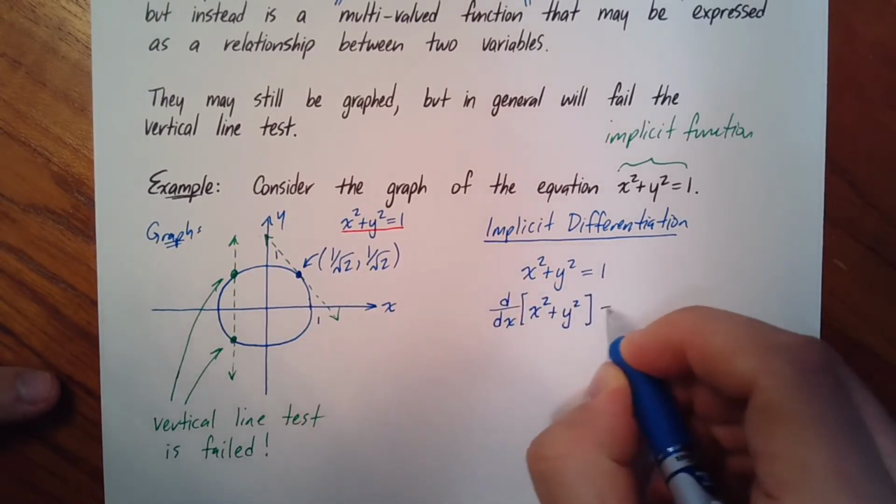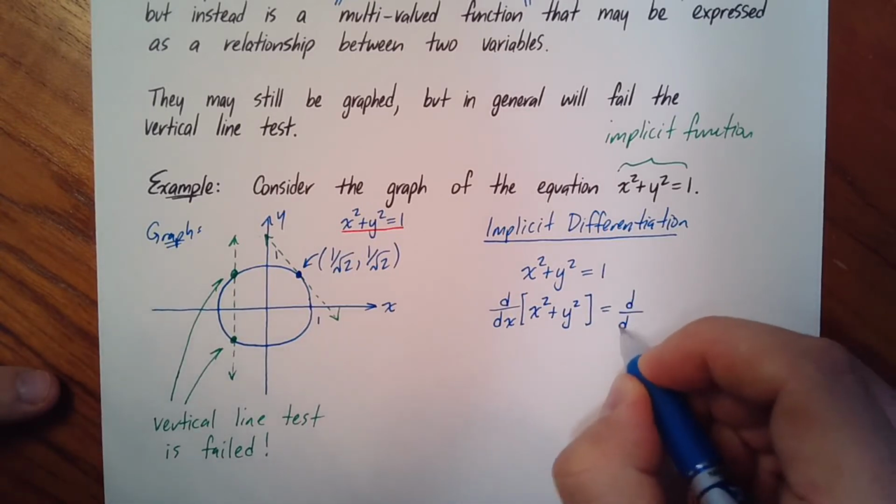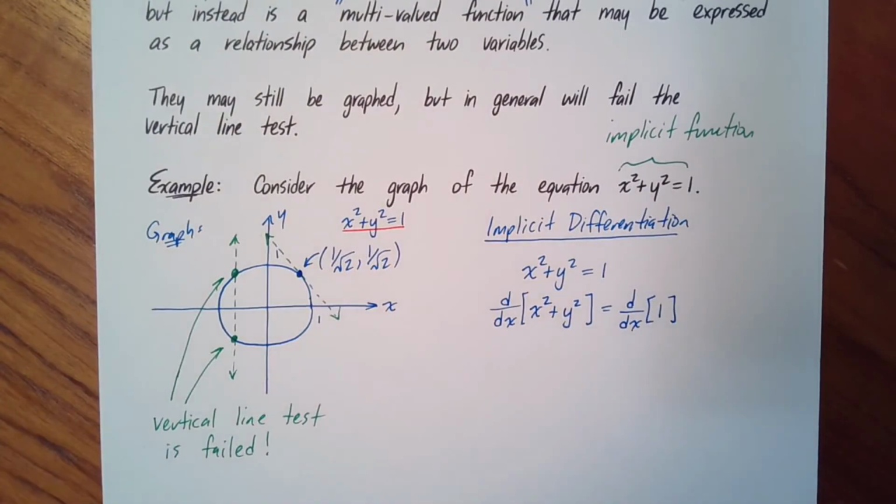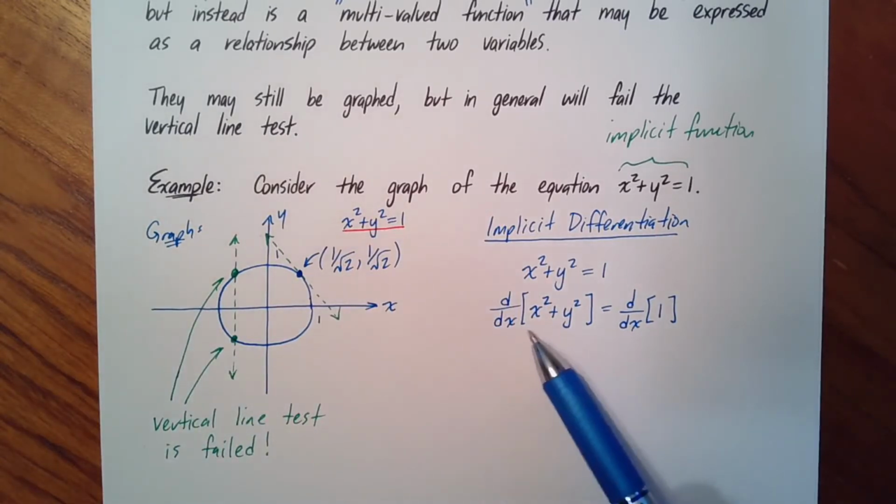So we're still going to think of x as the variable here, the input variable, and we're still going to think of y as the output variable. So you're still going to think of y as a function of x, but it's going to be y is an implicit function of x in this case, because it fails the vertical line test.